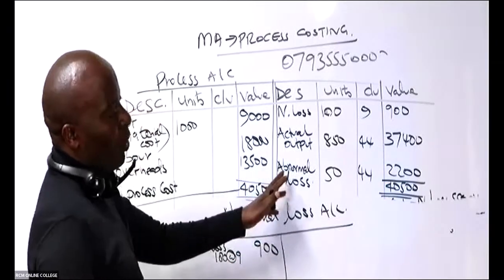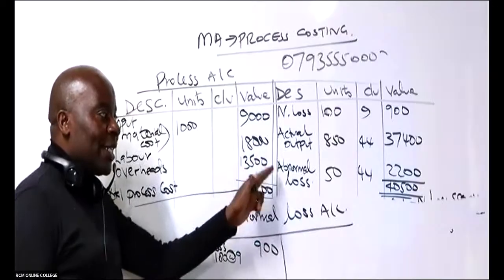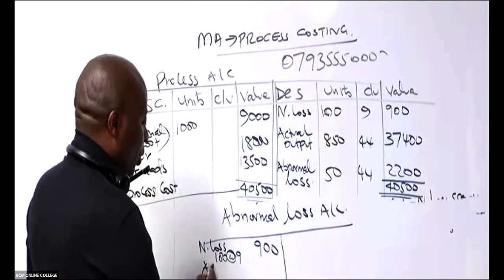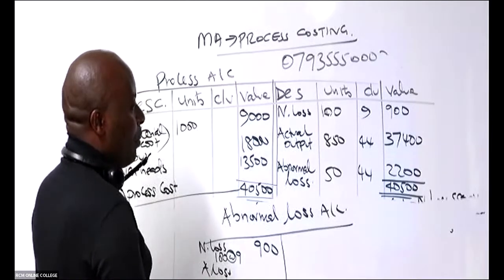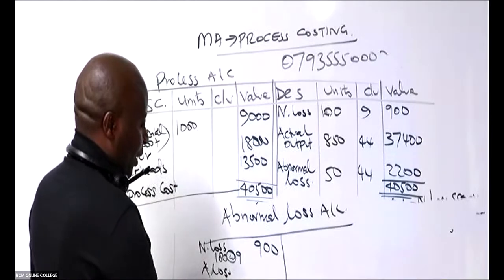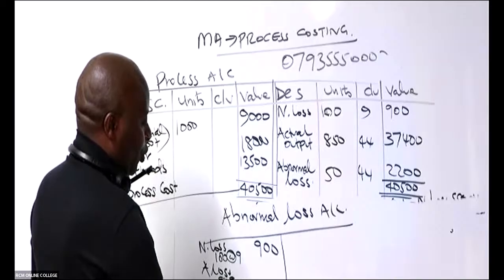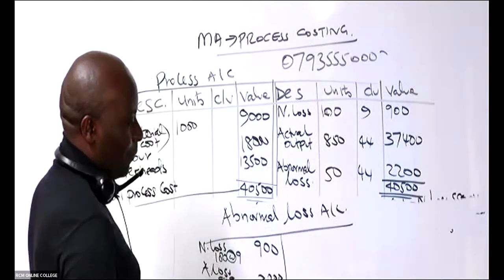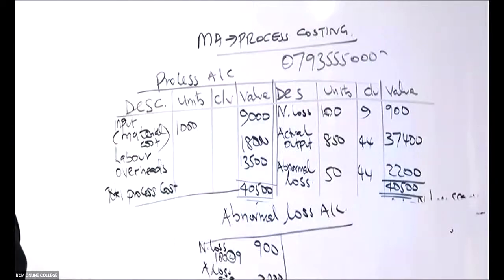And then we have abnormal loss, which was credited there, so again we debit it here. Abnormal loss, I can see 50 at 44, giving me 2,200.